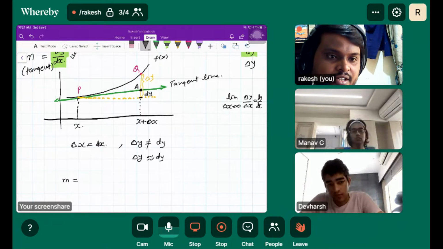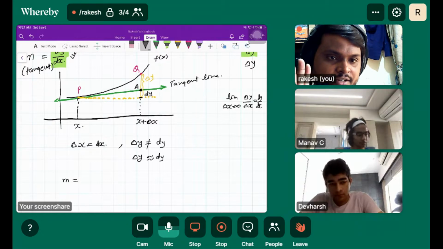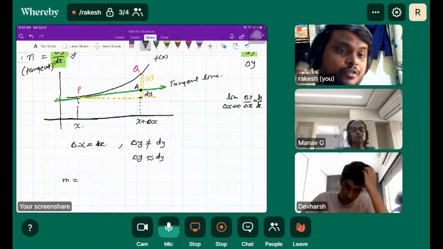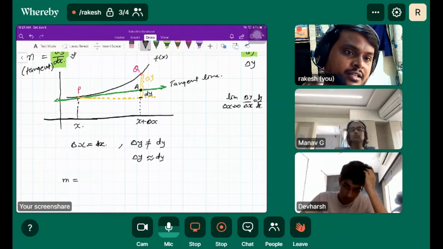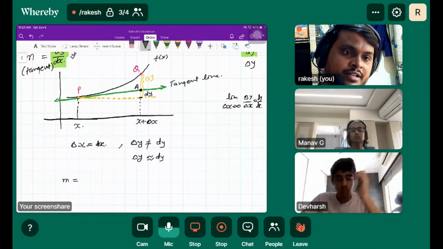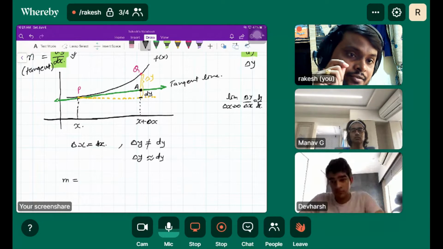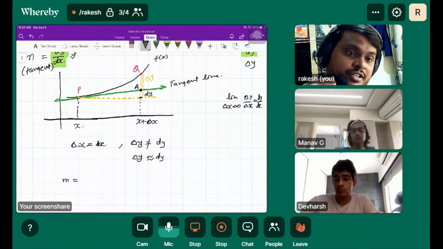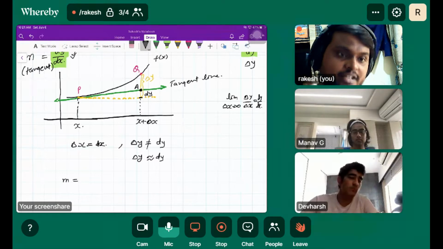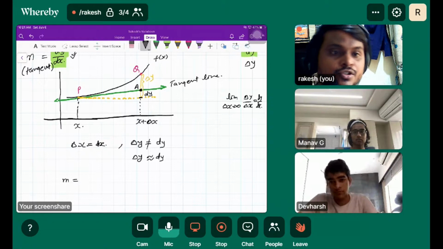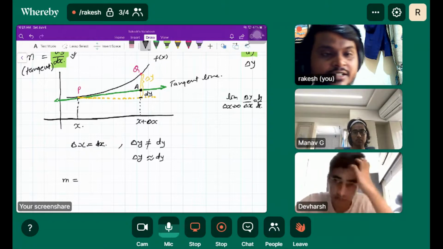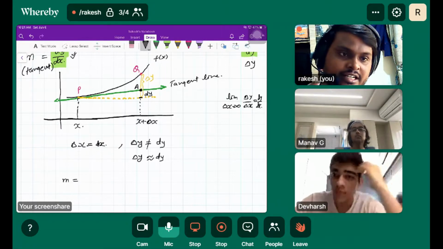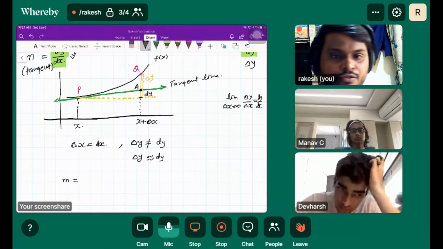Are you with me? In application of derivatives, which we studied long before, we always find the approximate value. They never ask you to find the exact value. They always ask what is the approximate change in the function, what is the approximate change in the height of the function. Am I right? So delta y is approximately equal to dy, but there is a difference.